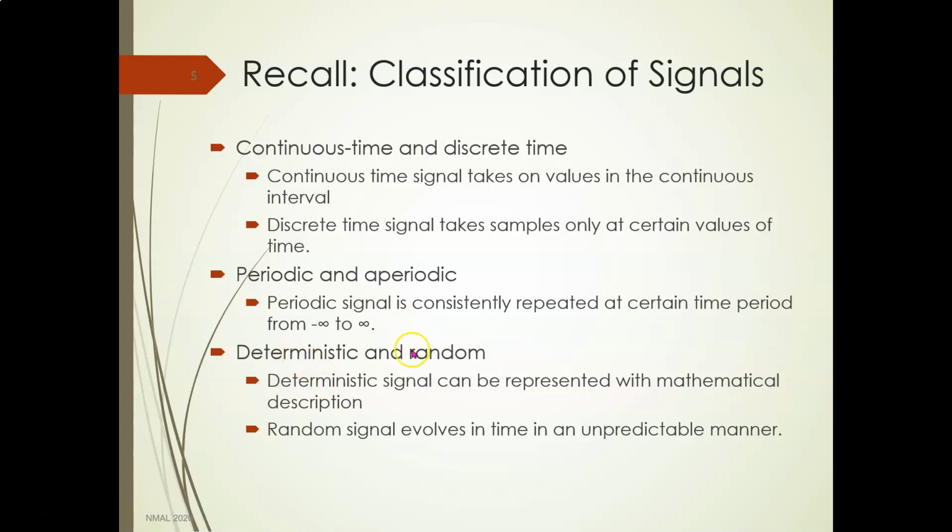Based on deterministic and also random. Remember that deterministic signal can be represented with mathematical description. It means that it can be described exactly, for example, at certain time. And if we want to reproduce that signal, it can be done because it is described with exact mathematical description. On the other hand, random signal evolves in time in an unpredictable manner. So we can only represent random signal in terms of variance, means, maximum, minimum, and so on.